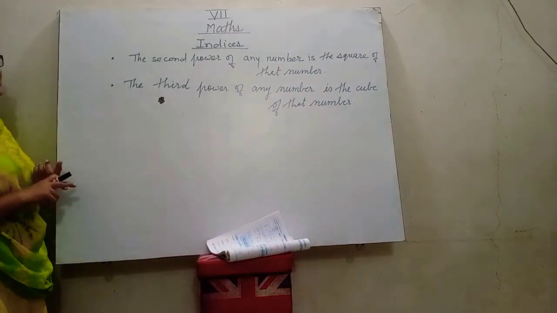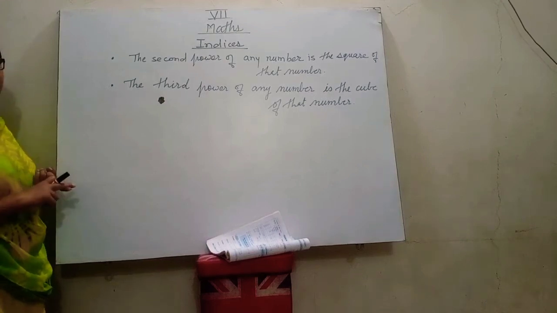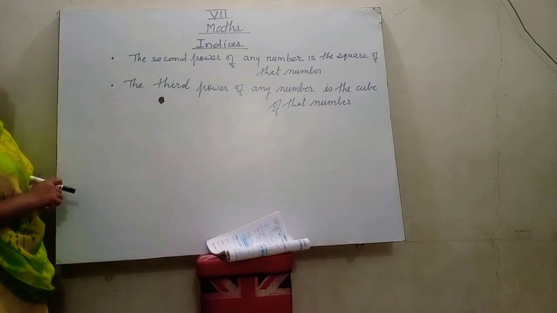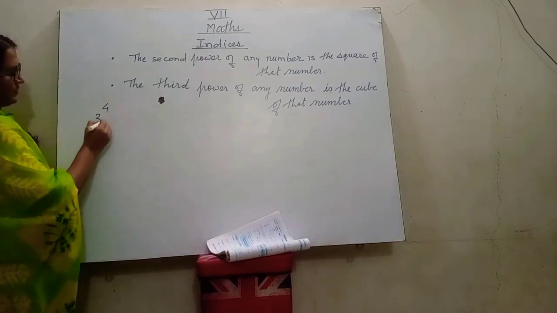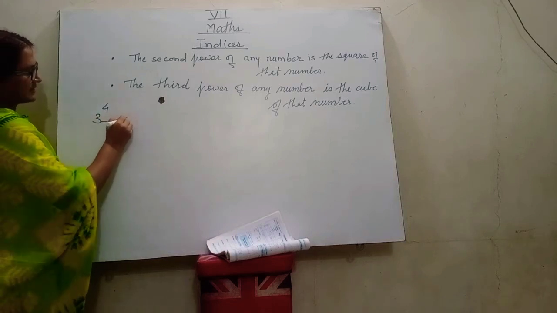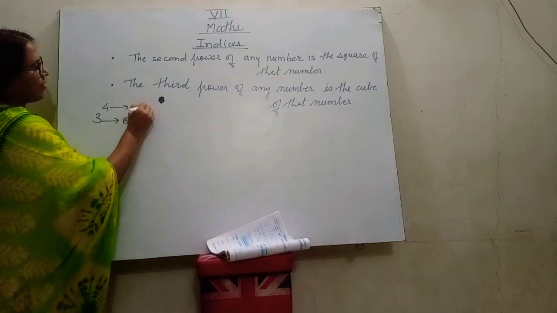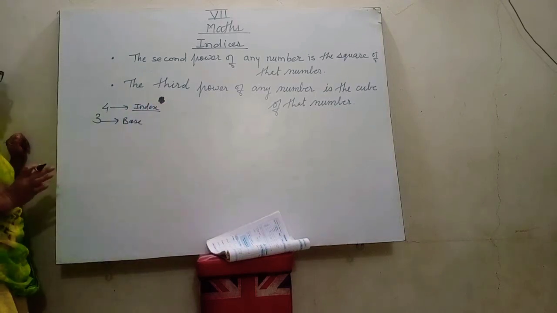In the first lecture, I taught you what is base and what is index. Another name for index is exponent. Okay. 3 raised to the power 4. This 3 is the base and 4 is the index, or exponent, or power.